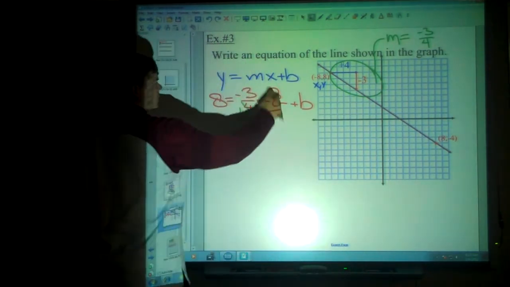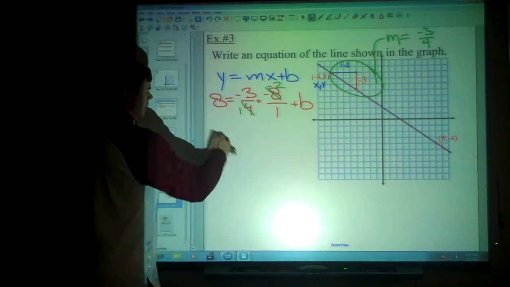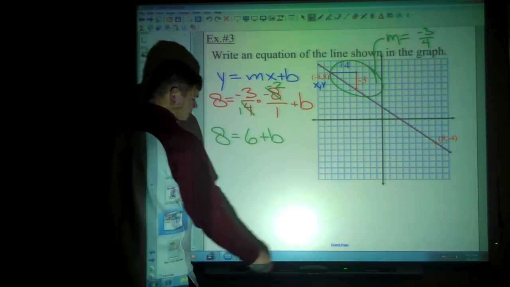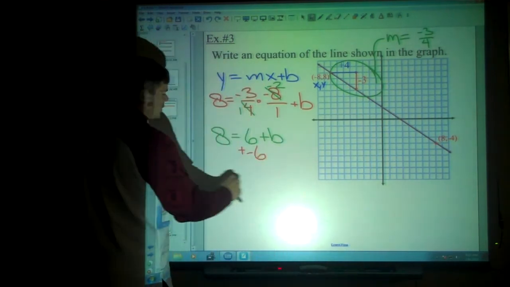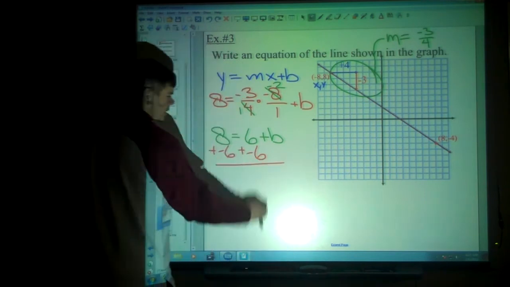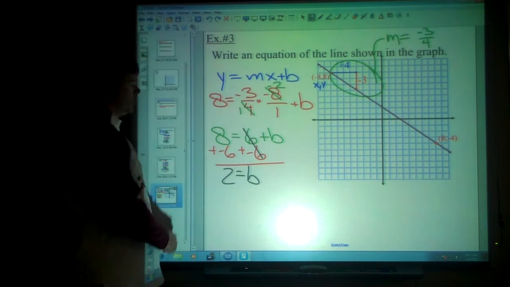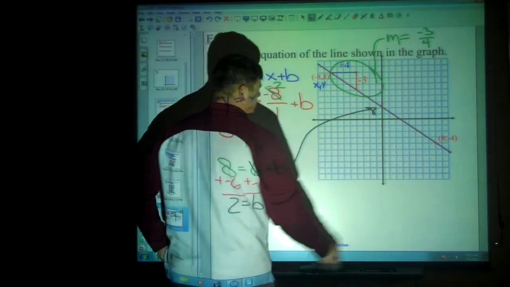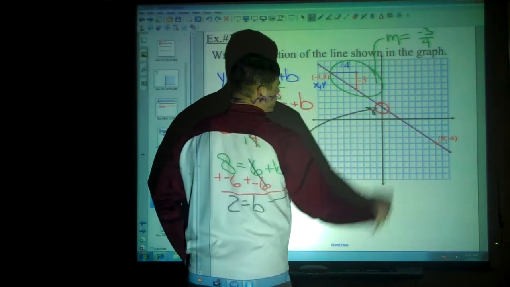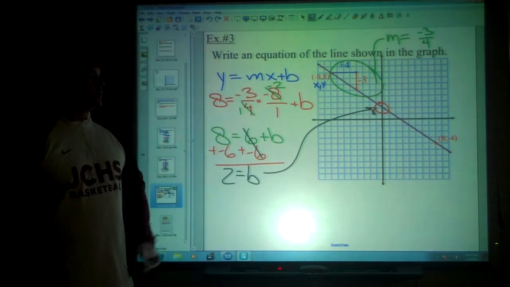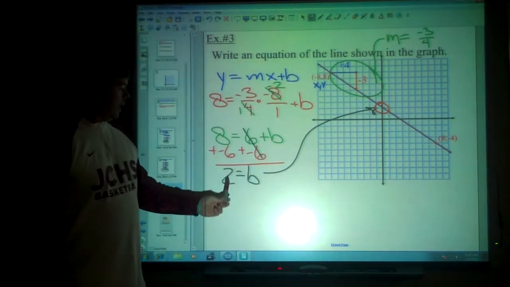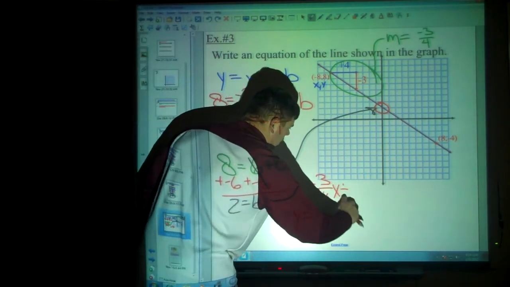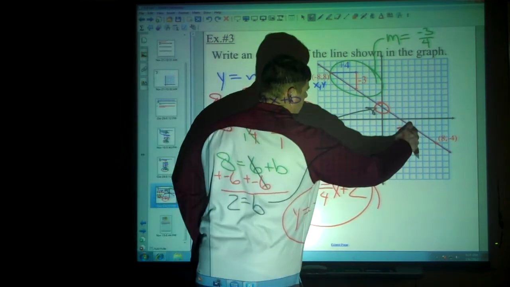4 goes into itself once, and 4 goes into -8, -2 times. So now I have 8 equals -3 times -2, which is +6, plus b. I can then add -6 to both sides, which means 2 is equal to b. Now let's look. This means the y-intercept is 2, and if you look right there, that is in fact where the line is crossing the y-axis, at 2. So now we have the slope and the y-intercept, and we can write our equation: y equals -3/4 x plus 2. That equation represents that line.